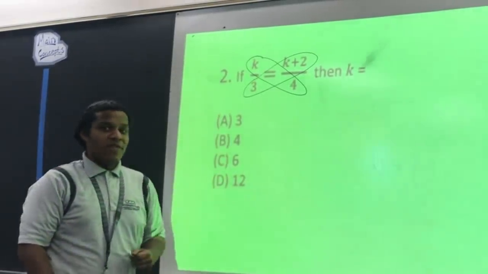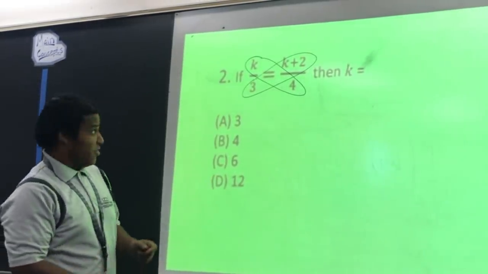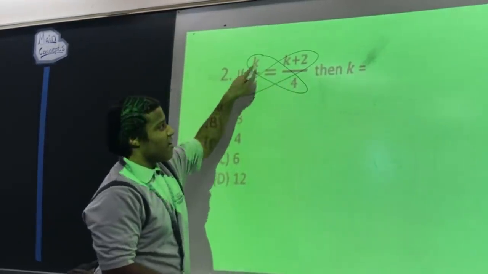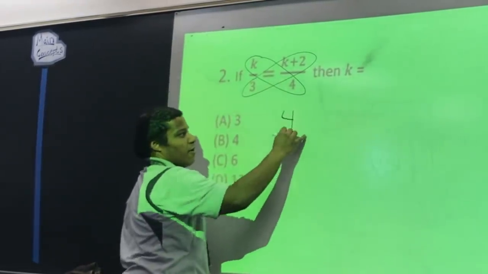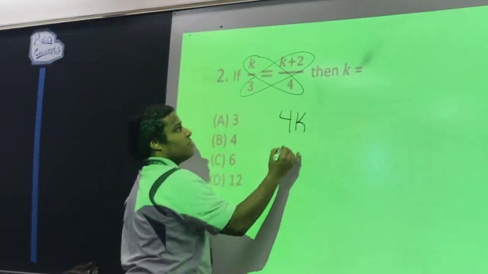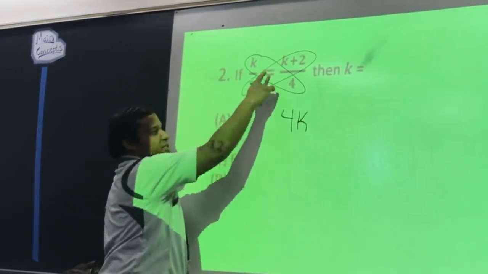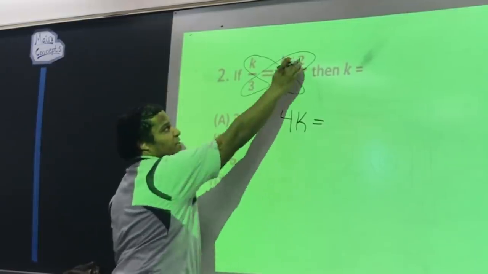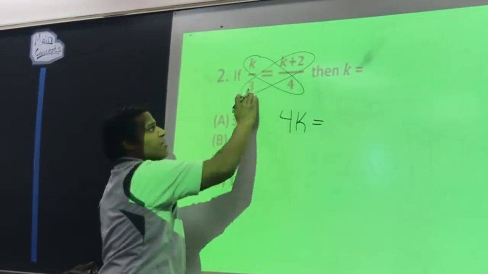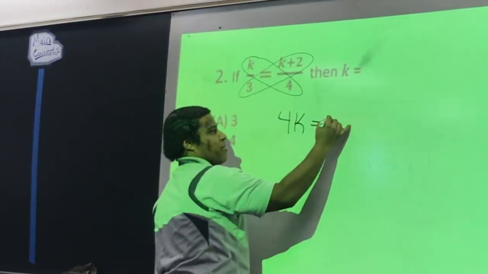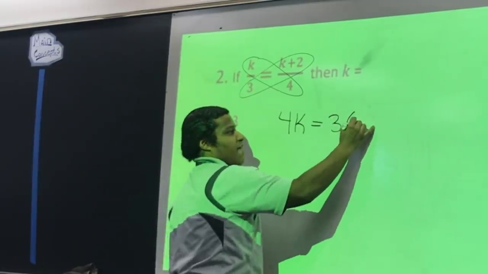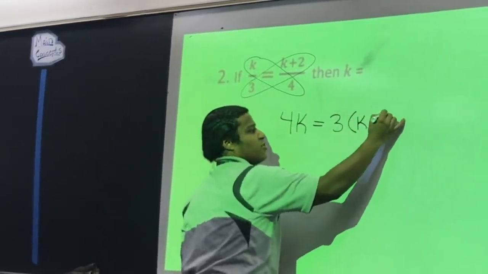Now, leaving it like that doesn't do us any good. We actually want to multiply. 4 times k gives me 4k. We're going to copy our equal sign because we're moving on to the right side. We have k plus 2 times 3. 3 times k plus 2.